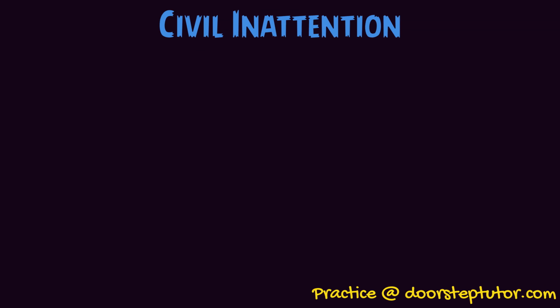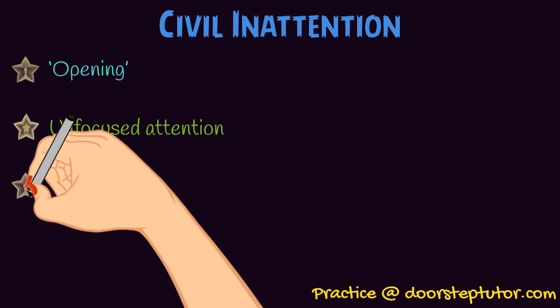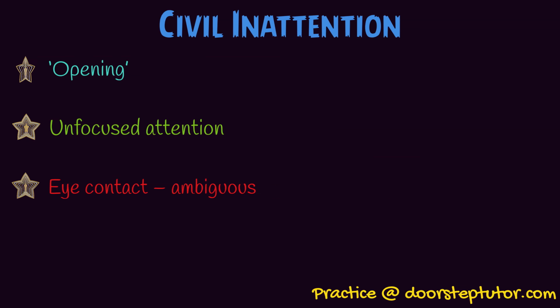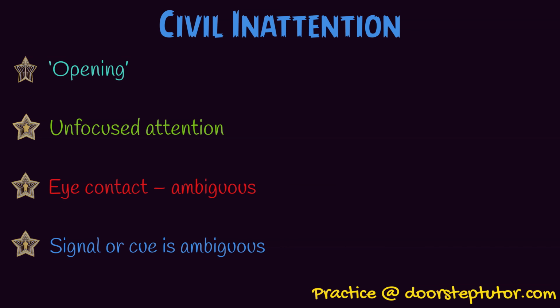Civil inattention can be something that we can call an opening. If you remember, we have discussed the two types of attention: unfocused, where we do not get engaged in a conversation, and focused, where we eventually get mingled in a conversation. So civil inattention is a kind of unfocused attention where there is eye contact, but it is ambiguous. That means if you're looking at someone from far off, you cannot understand if you know that person, if you remember that person, if that person wants to talk to you, if that person has seen you. So the signal or the cue that you are giving and they are giving you is ambiguous. It is not very clear.